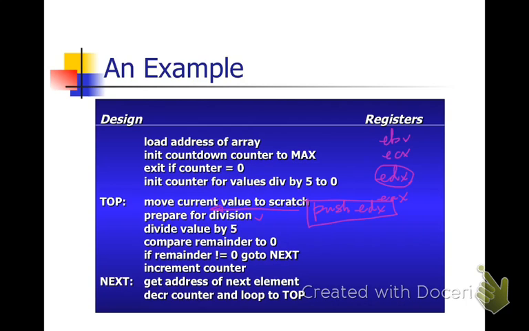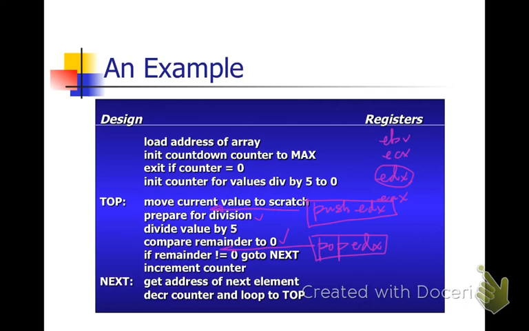My quotient in AX. I'm going to compare my remainder to 0 right here. And right after we do this division by 5 and compare the remainder, now I can pop EDX, and this will restore whatever that previous value was in EDX before we had to go and push it on the stack. So, kind of give you an idea how to do it.